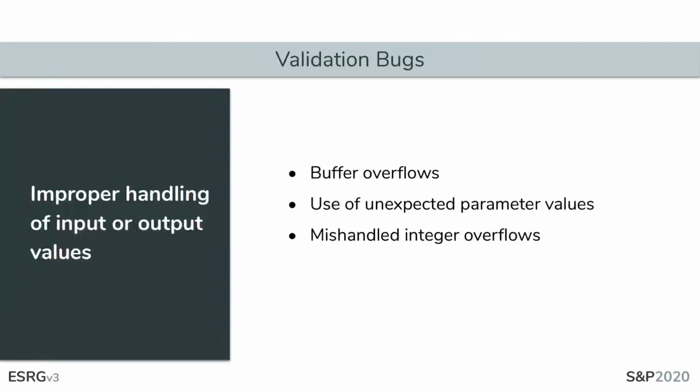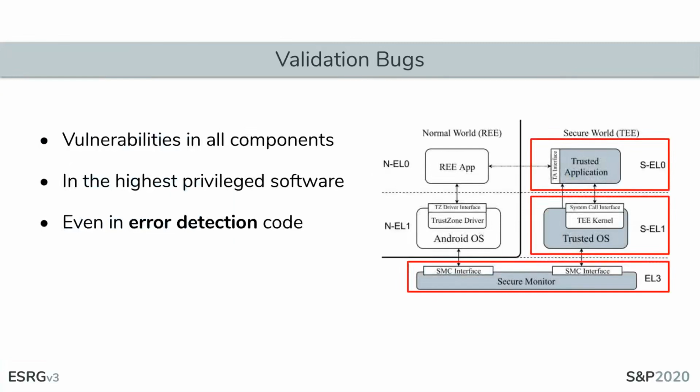Let's talk about the validation bugs first. Validation bugs involve improper handling of input and output values. Improper validation of these values leads to buffer overflows, use of unexpected parameter values, and mishandled integer overflows, for example. Validation bugs occur in all secure software components.